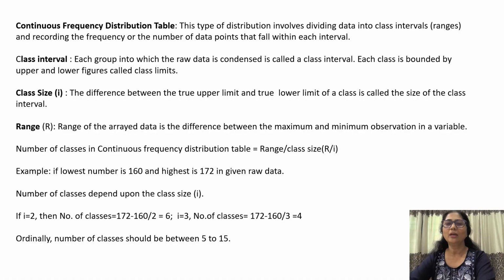So we can again construct a continuous frequency distribution table along with the 6 classes. And if I is 3, then the number of classes is 4. But there is a limitation. If we want to construct a continuous frequency distribution table, at least 5 classes should be there in this table, and they can go up to a maximum of 15 for easy computation of data.